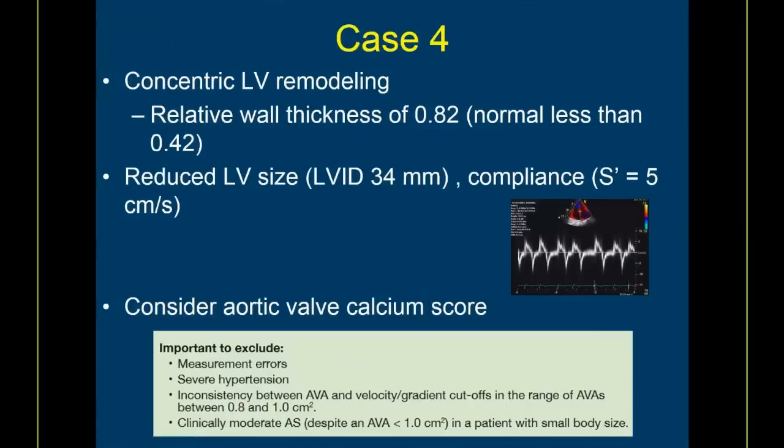So in this case, there were features of concentric LV remodeling that went along with it. You did have a decreased LV size and high compliance. In this particular patient, she adamantly did not want any intervention whatsoever, including TAVR, so we didn't pursue a CT in this case. But these are the things to consider when you're faced with a case like this.